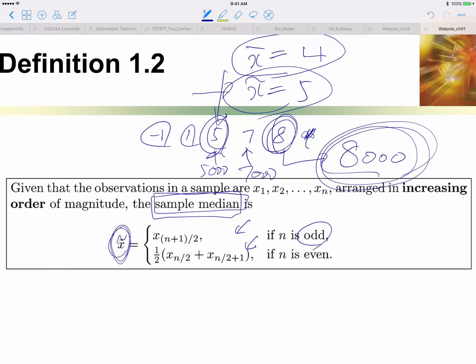But if we assume that those faulty values are really a minor portion out of your entire data, then your median value will remain the same. So that way, your measure is robust against those outliers. Okay, so that way, we call that a robust measure.